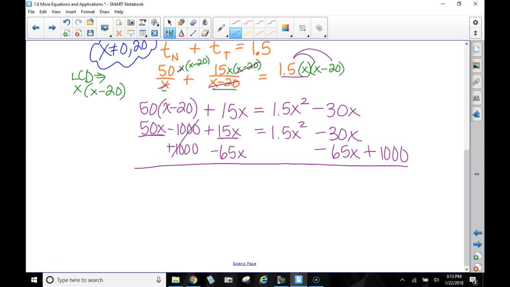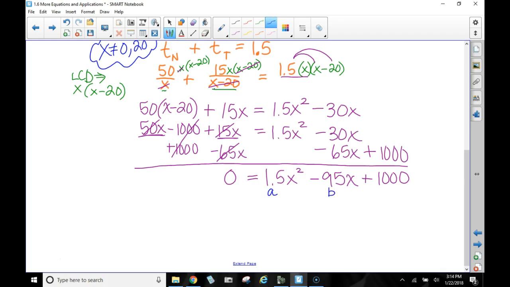Okay? Now, like I said, the 50 plus 15 is 65 minus 65x. That leaves us with 0 on that left-hand side. On the right-hand side, we have 1.5x squared minus 95x plus 1,000. Now, with that weird lead coefficient of 1.5, I'm not seeing how this might factor. It could, okay? But instead of spending my time figuring out how that would factor or unfoil, I think I'm just going to plug it into my quadratic formula.